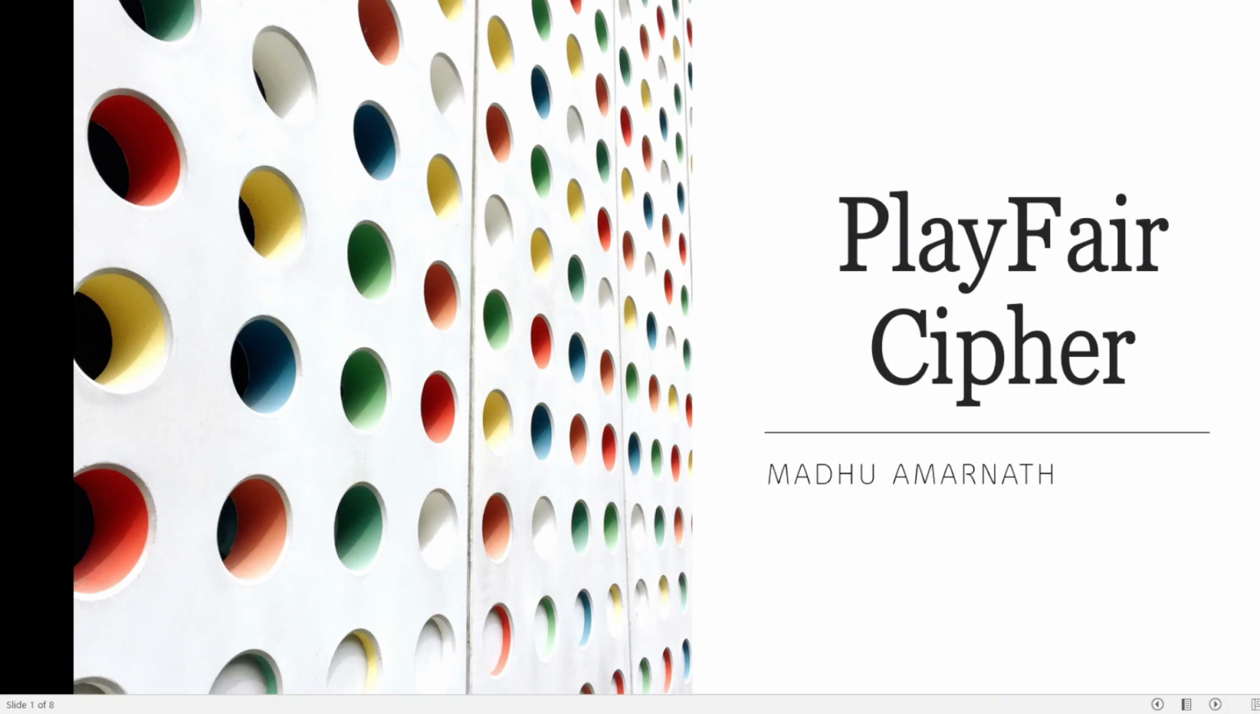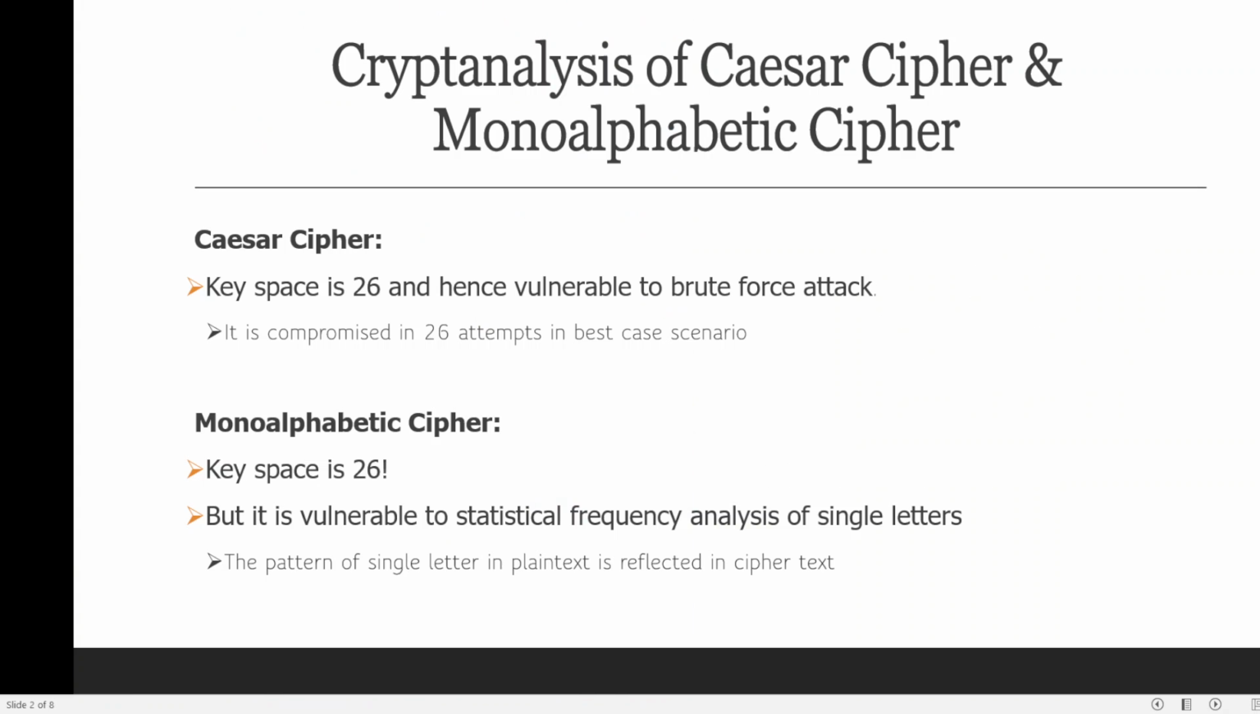Good morning, students. In this session, we'll be discussing the PlayFair Cipher. Before going into PlayFair Cipher, let us discuss the cryptanalysis of Caesar Cipher and monoalphabetic cipher.